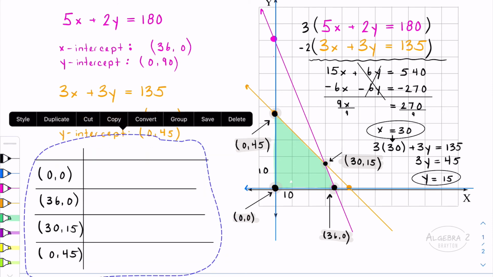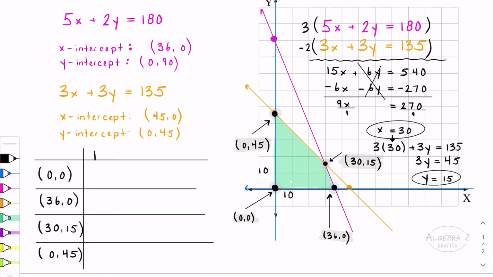We are evaluating these in the objective function, which we wrote at the beginning, of 40x plus 30y. And I'm just going to use my calculator to evaluate these quickly. So the first value would be P equal to 40 times 0 plus 30 times 0, which is 0. The next vertex would be evaluated at 1,440.